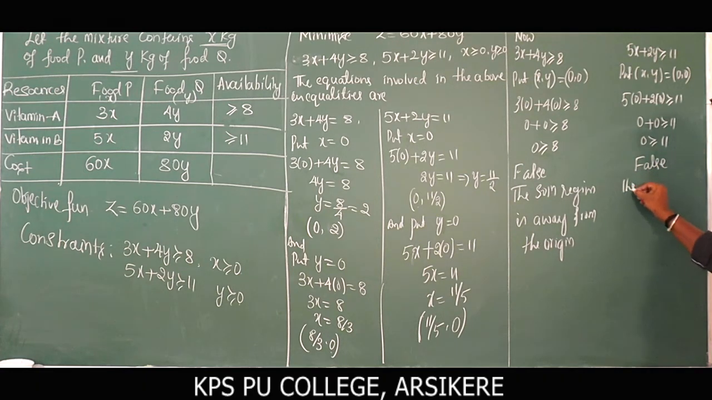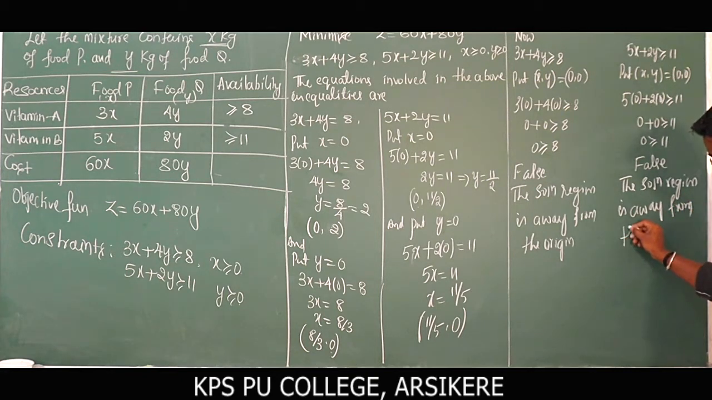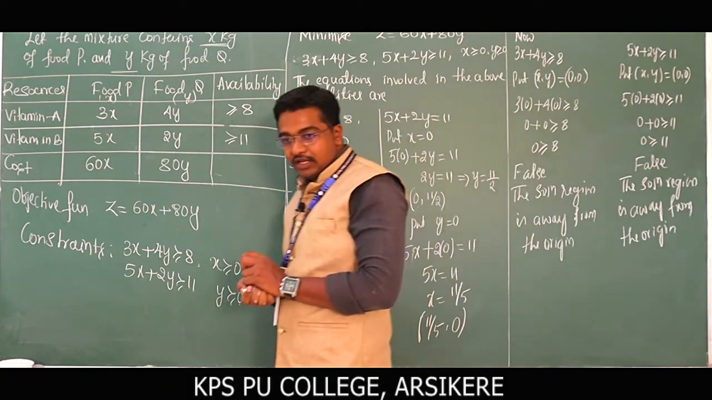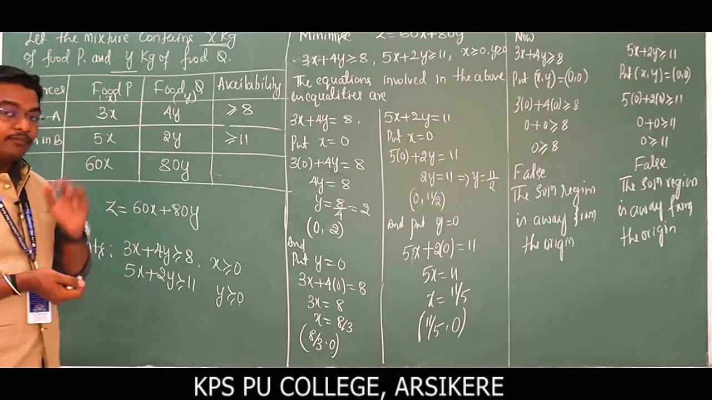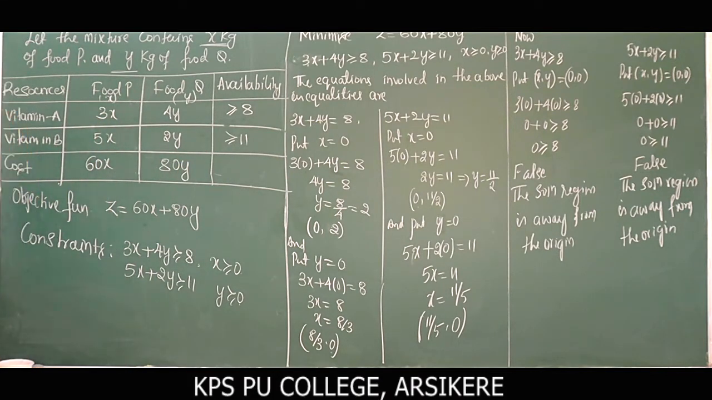The solution region is away from the origin. Okay. Simplification is clear. So simplification is completed. Next we need to draw the graph for these inequalities.